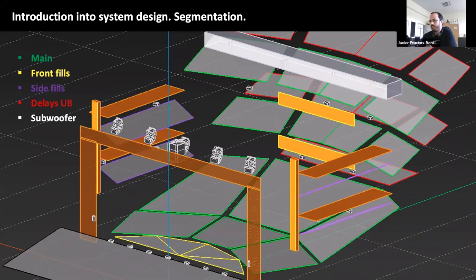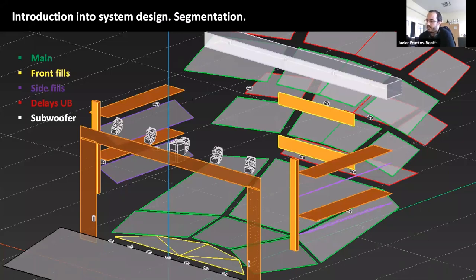So the same coverage principle applies for the side fields. In this case, those are those purple areas and the delay under balcony, so all the red areas. In this case, the coverage of the delay under balcony is not caused by the position of my main loudspeaker, it is caused by the acoustic shadowing of the balconies.